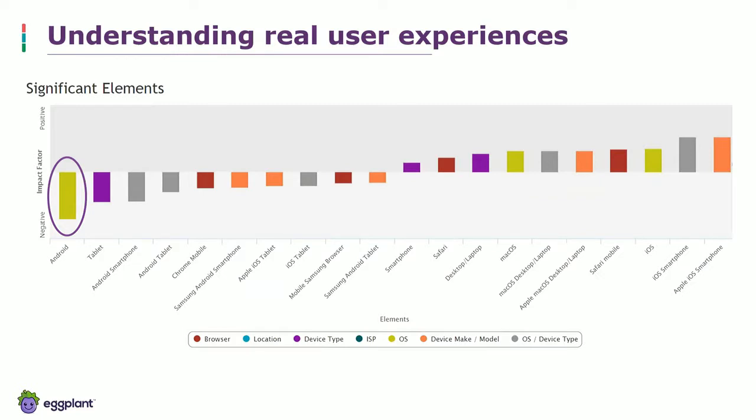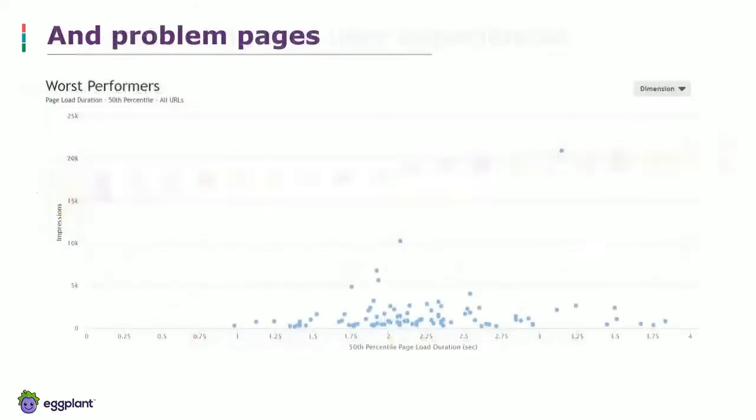Here, for example, we can see that the factor that has the biggest correlation with poor performance is the Android platform. That's a recurring theme, in fact, especially on JavaScript-heavy pages with lots of custom functionality, and that can do a lot to slow down web pages for mobile users, especially on Android.